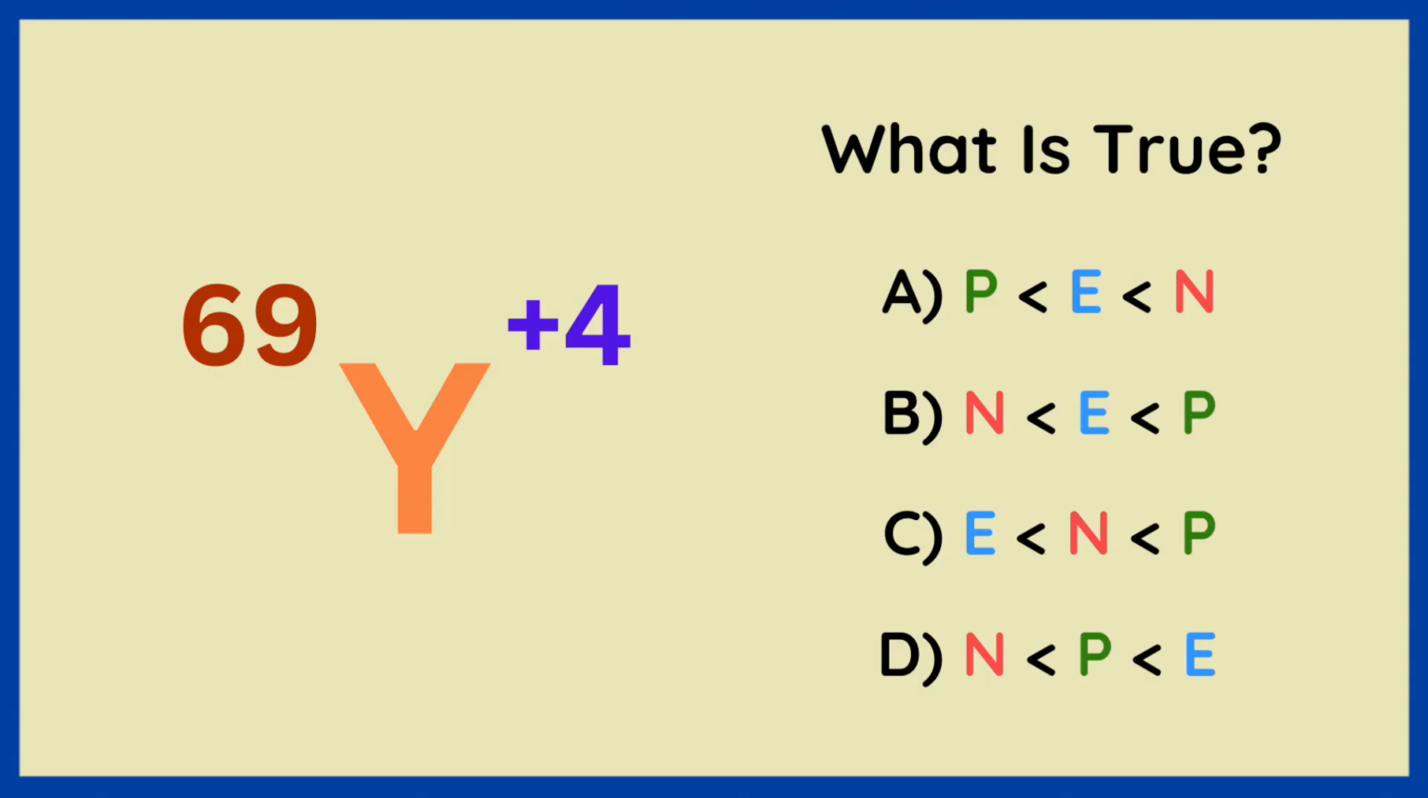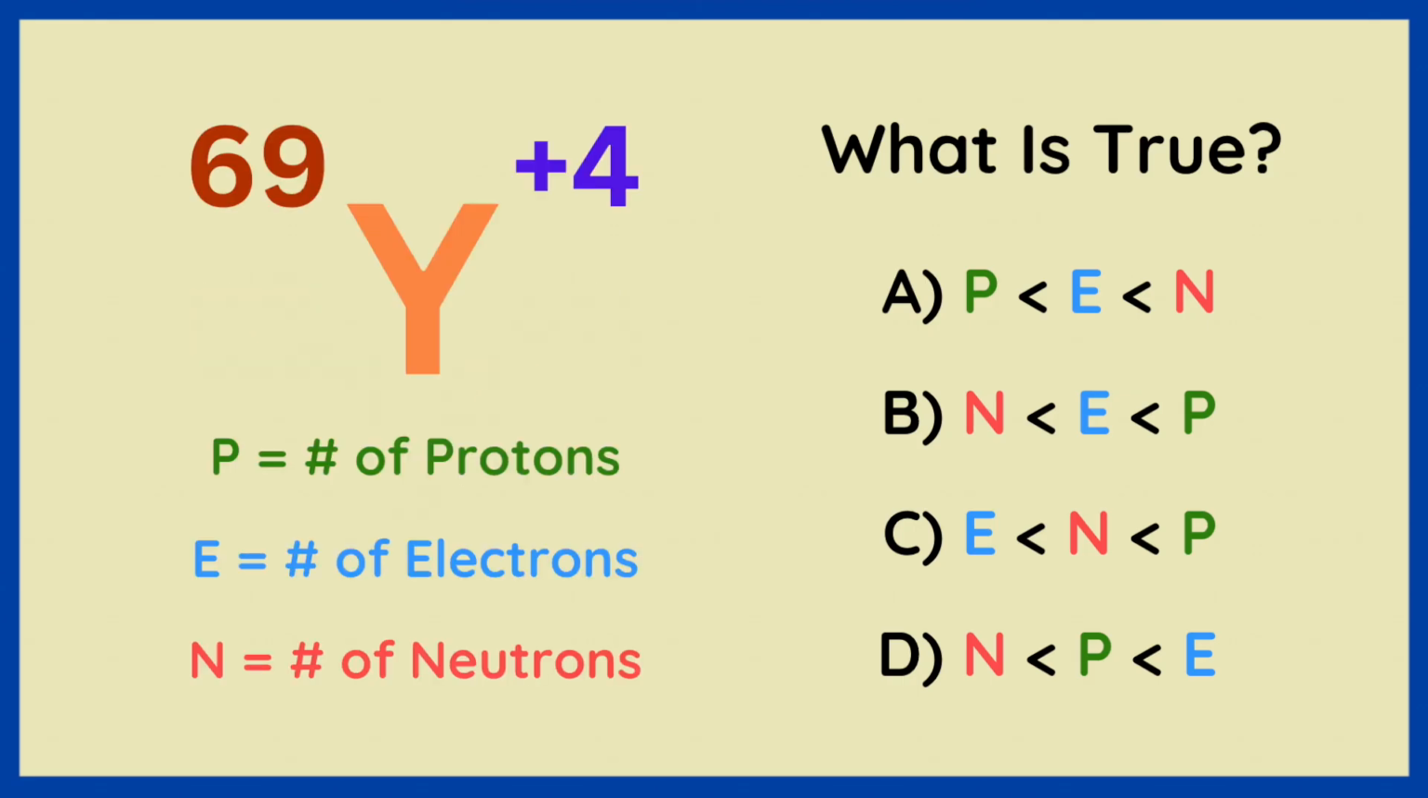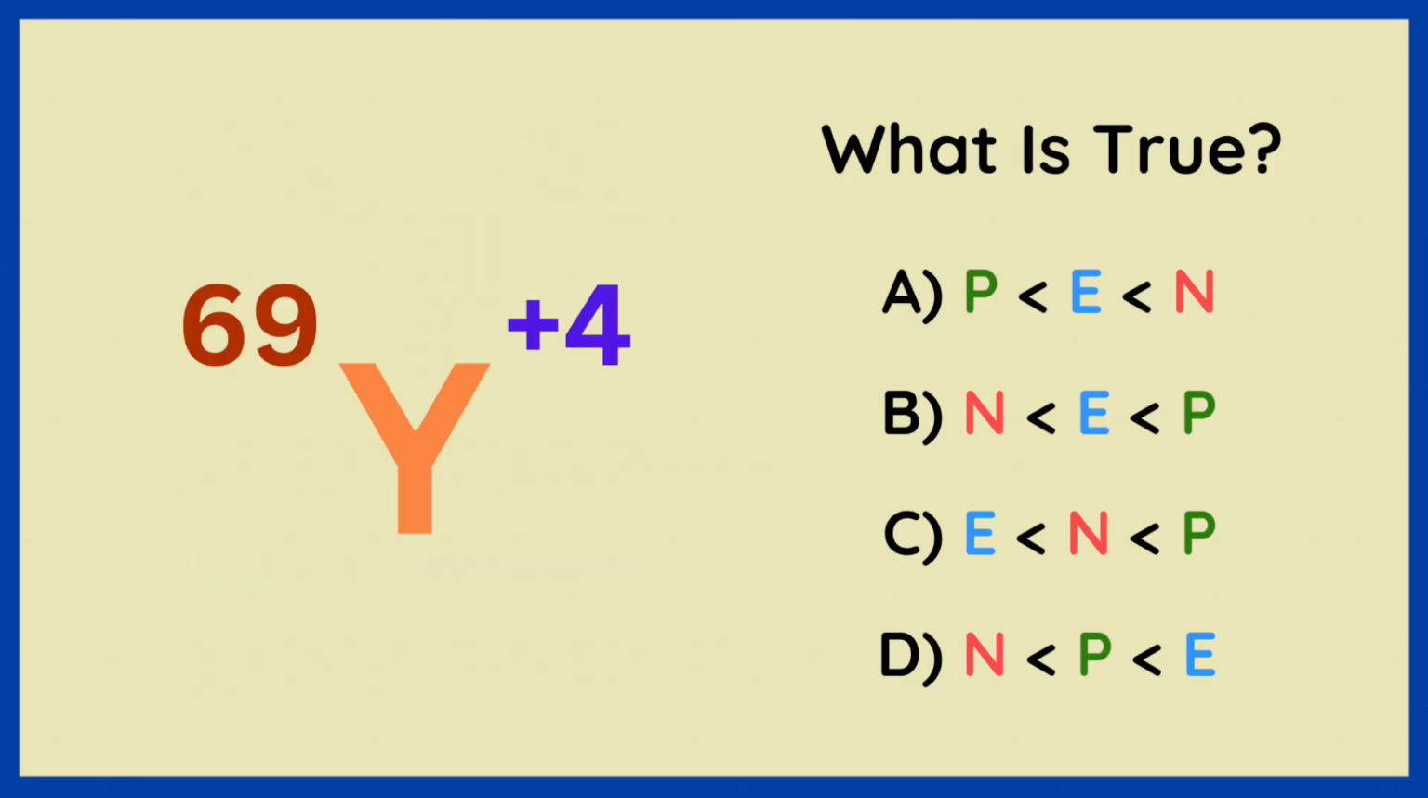Rank the number of subatomic particles with this Y isotope, with a 69 in the top left and a +4 in the top right. To make sure we're clear, P represents the number of protons in our isotope, E, the number of electrons, and N, the neutrons. And with that, we have 3 pieces of information to go off of. But we definitely want to figure out Y first. Why? Well, I'll tell you why.